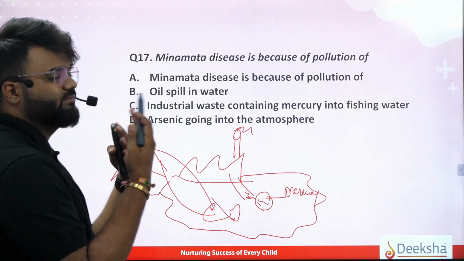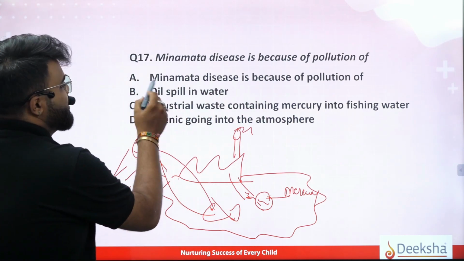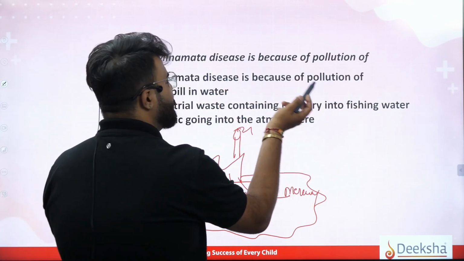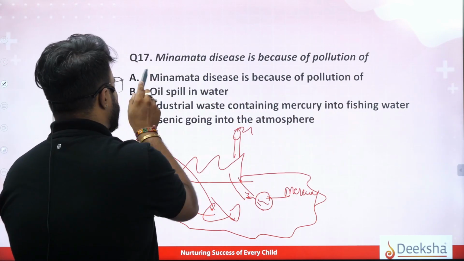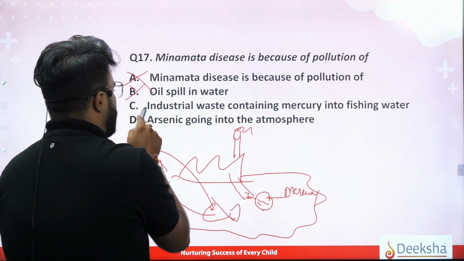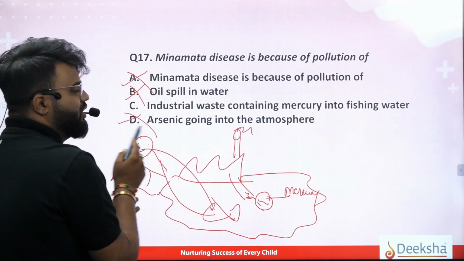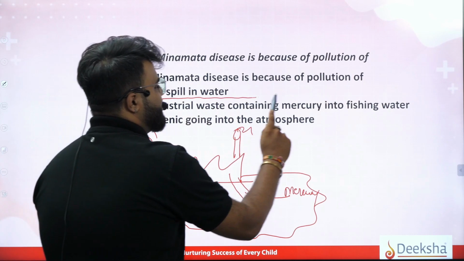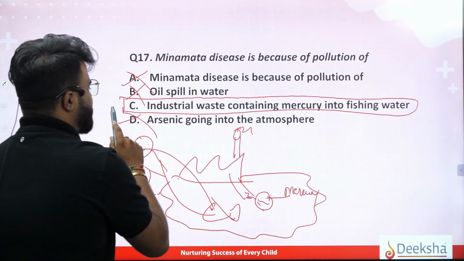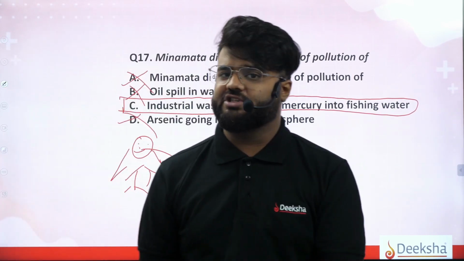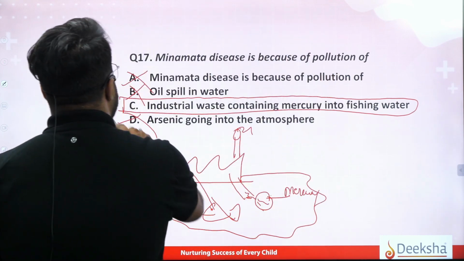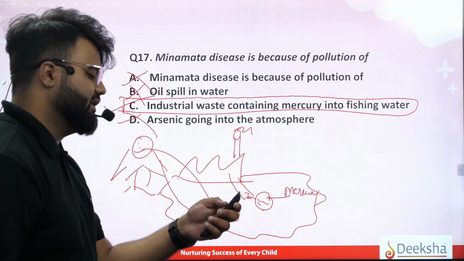So what is the main cause? Minamata disease because of pollution of industrial waste? No. Oil spill in water? Not at all. Arsenic poisoning? No. It is simple. It is industrial waste containing mercury in the fishing water. It is a direct option. That is, answer C is your correct answer.